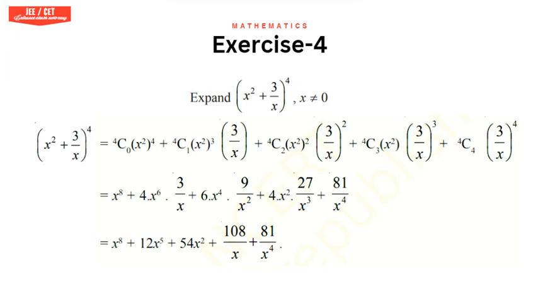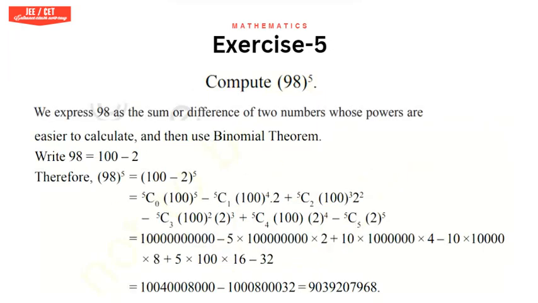Exercise 4 is about expanding (x square plus 3 by x) raised to 4. In the previous example, we substituted a and b by corresponding values. Substitute a equal to x square and b equal to 3 by x and n equal to 4. In exercise 5, we are asked to expand 98 raised to 5. 98 can be rewritten as 100 minus 2. And in the binomial equation, substitute a equal to 100 and b equal to minus 2 and n equal to 5.